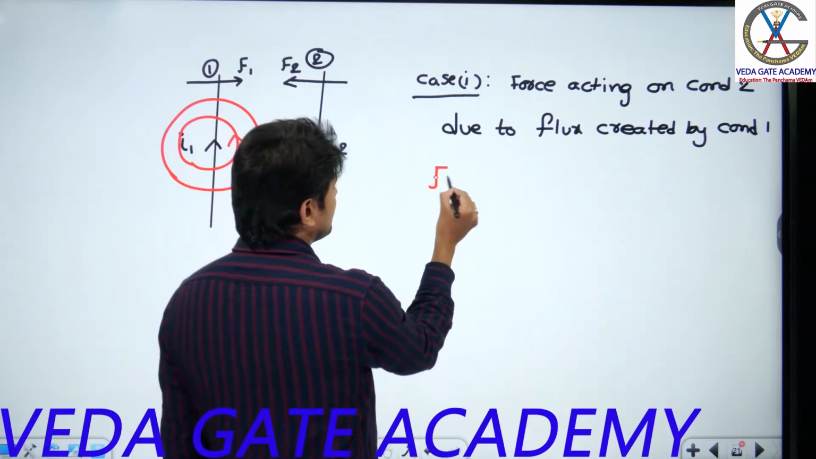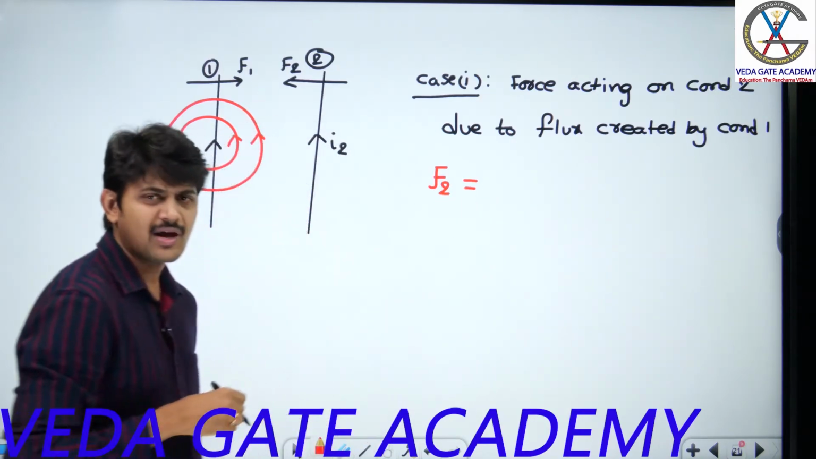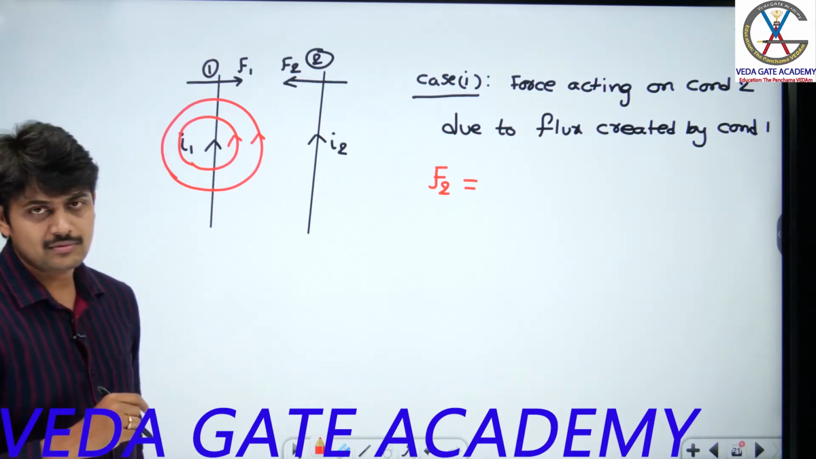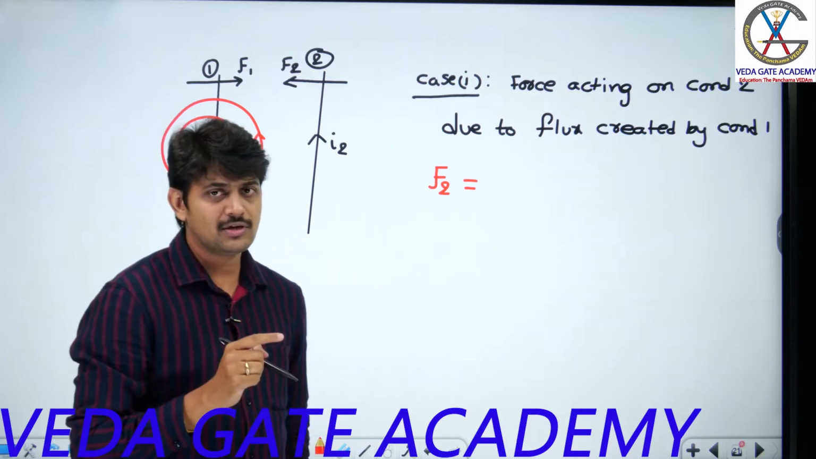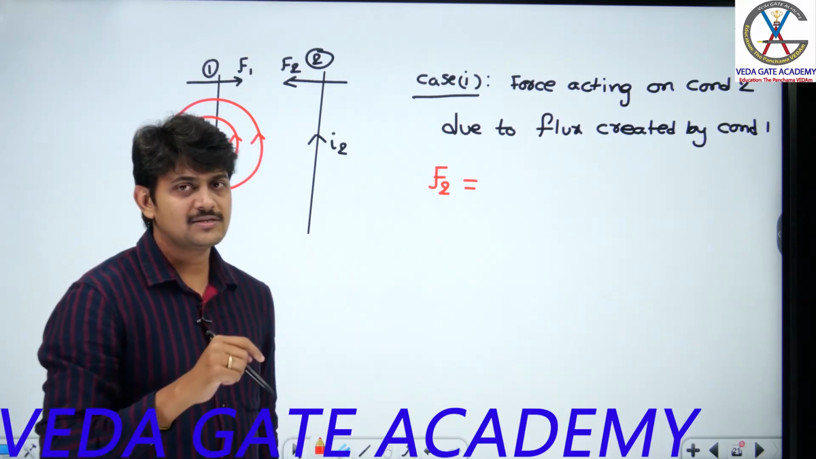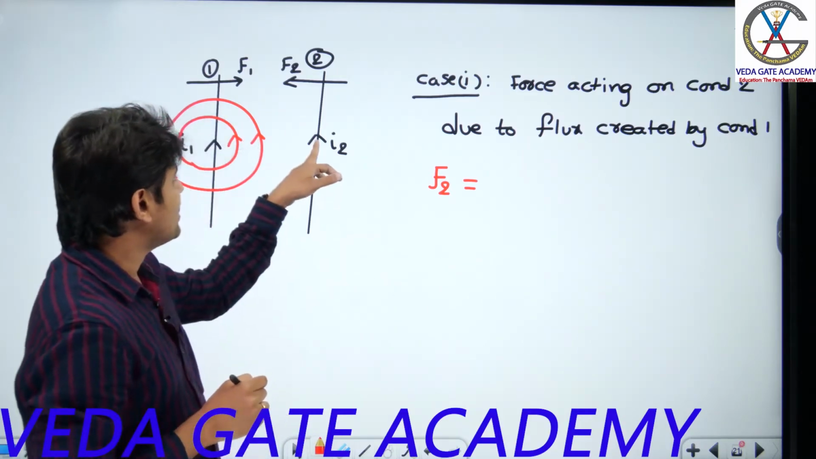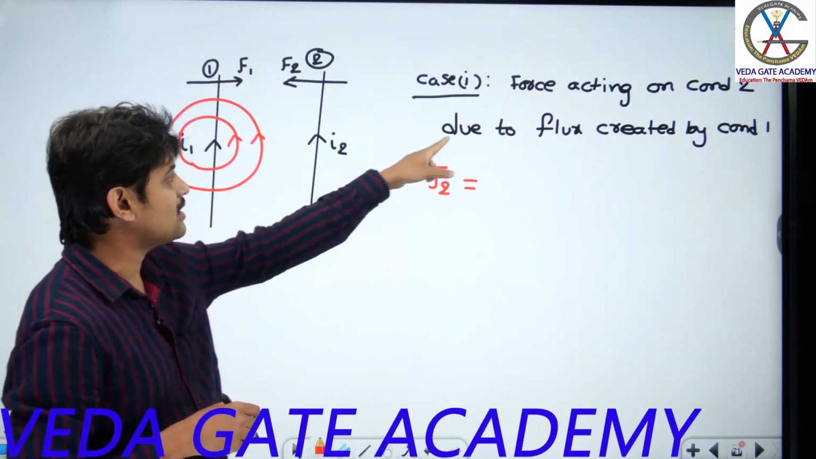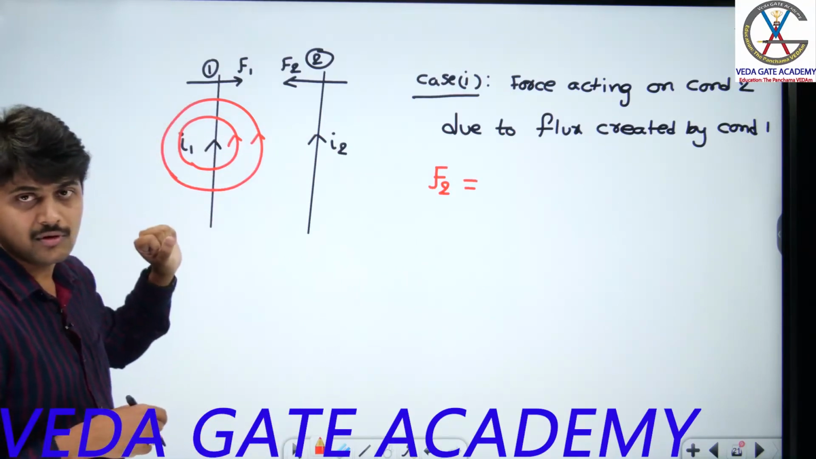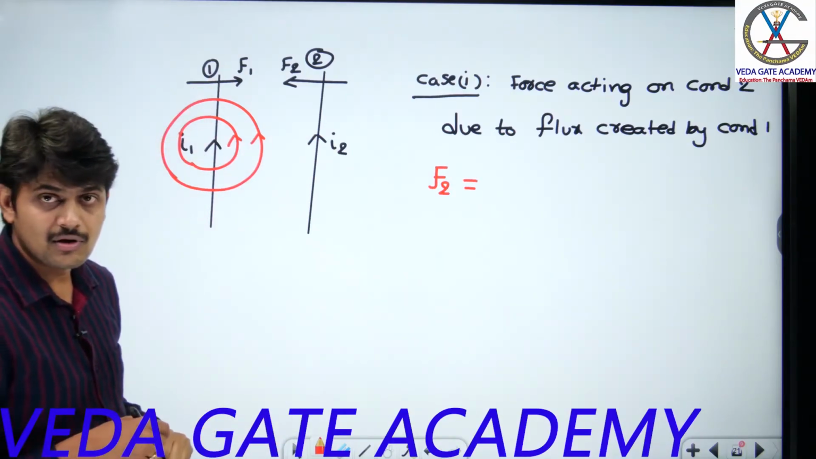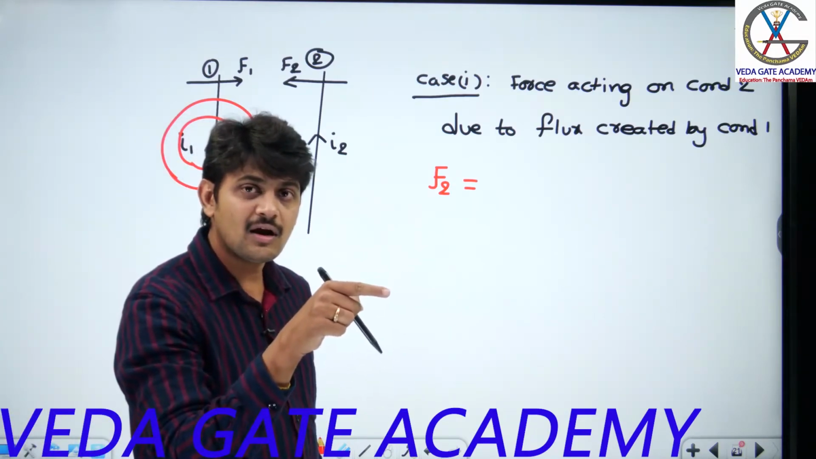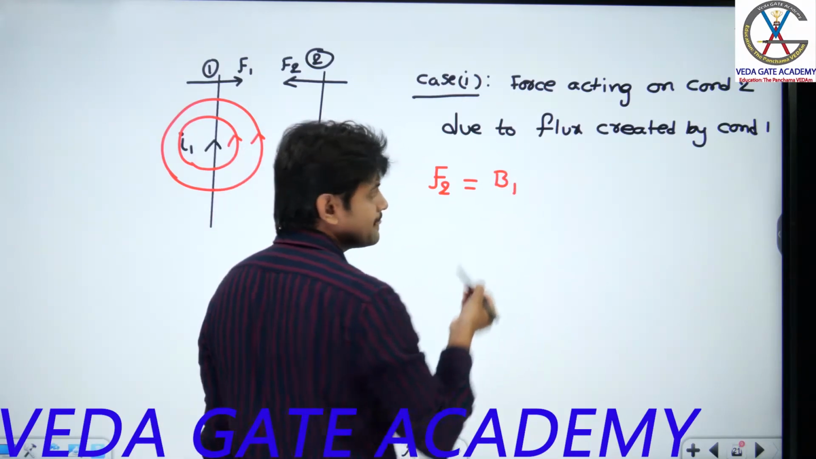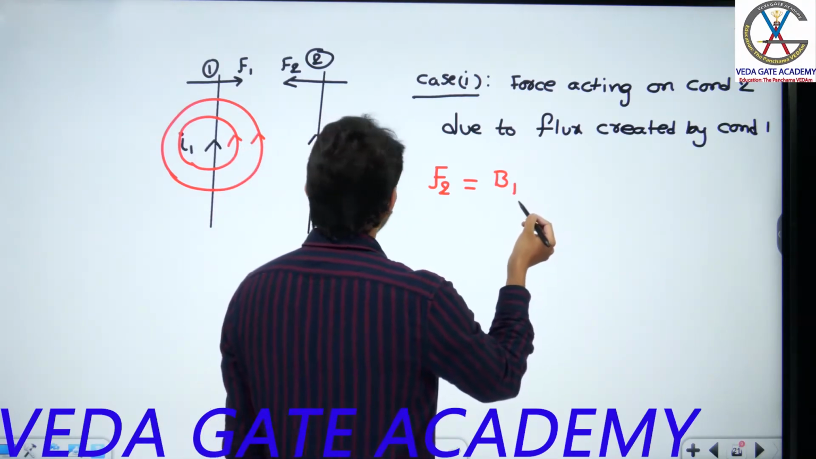So the force acting on conductor 2, F2, equals BIL, the maximum force. What is B? Do I need to consider B1 or B2? What is the definition of the Lorentz force equation? Whenever a current carrying conductor is placed in a magnetic field. Here the current carrying conductor is conductor 2, carrying current I2, placed in a magnetic field, and that field is created by conductor 1. So B is the flux density created by conductor 1, so I have to write B1.